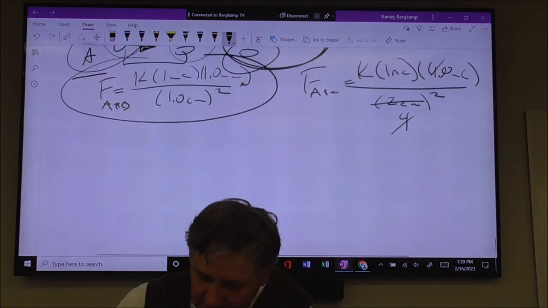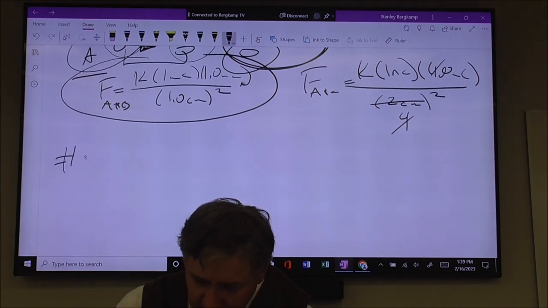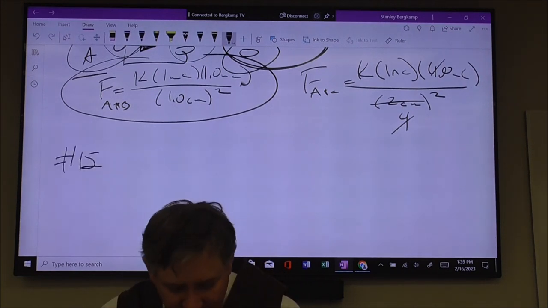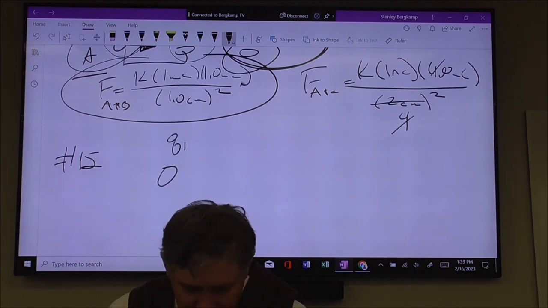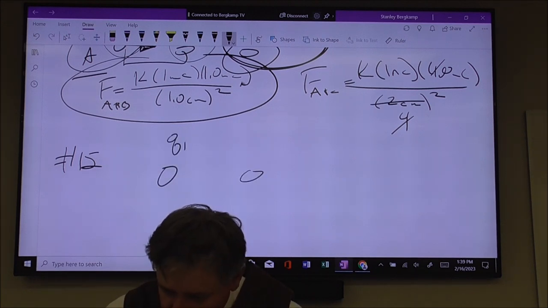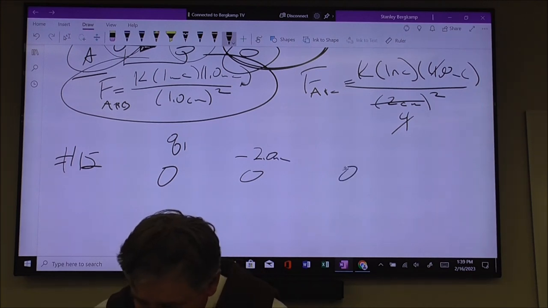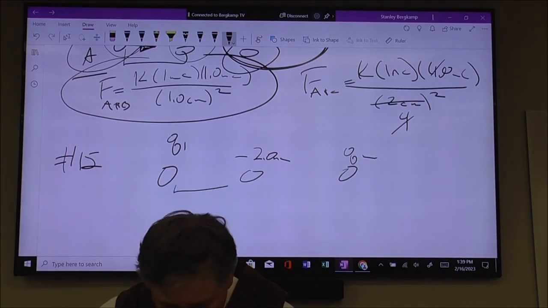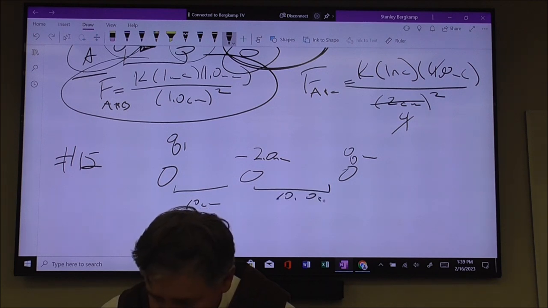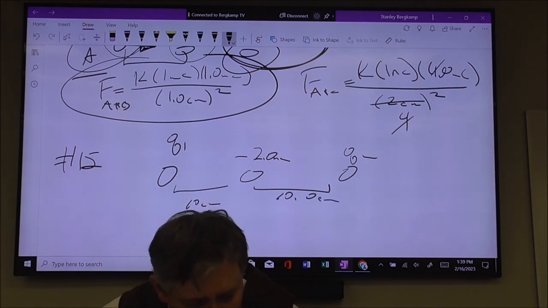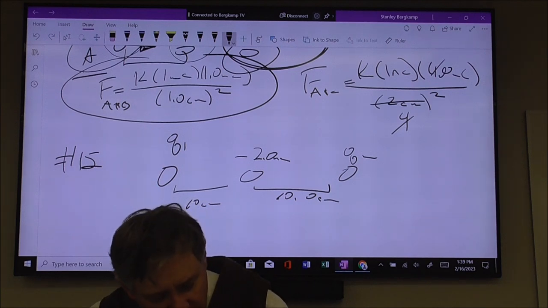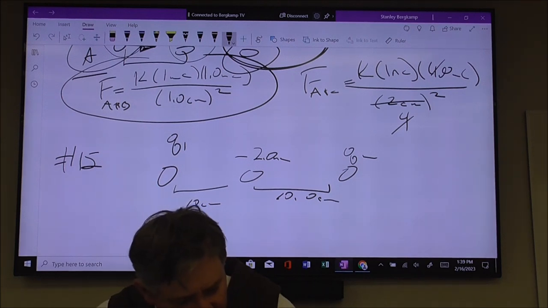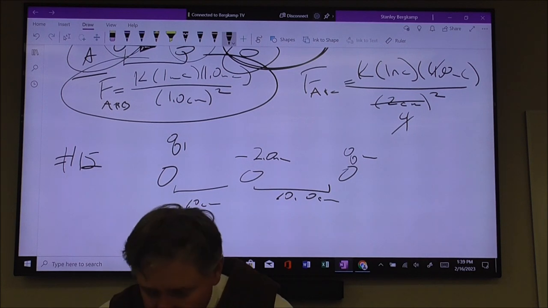Let's talk about number 15. Same idea. Okay? So on 15, here's Q1. There's negative 2 nanocoulombs. And here we have Q2. And that's going to be 10 centimeters. And that's going to be 10 centimeters. Okay? So, on this one, Q2 experiences no electric force. What is the charge on Q1?